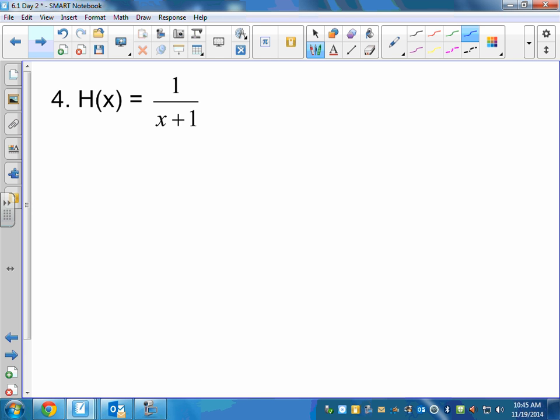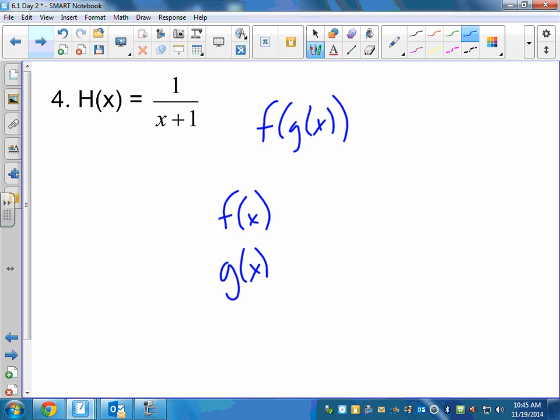Anybody want to give an idea, Bobby? What do you think? 1 over x. For f or g? Inside or outside, right? If it's f of g of x, which one's outside? Well, let's write your two functions down and then we'll figure it out. 1 over x, and then what's your other one?